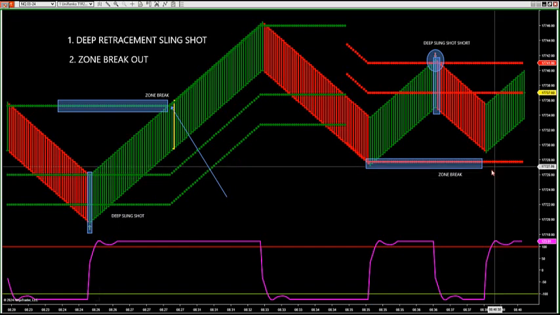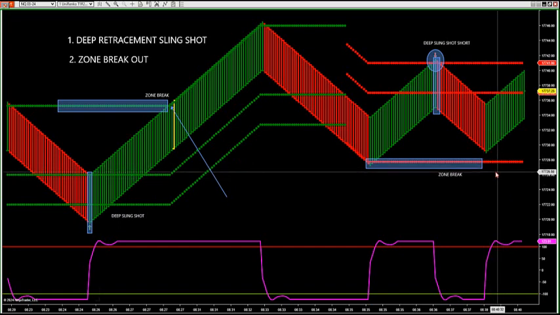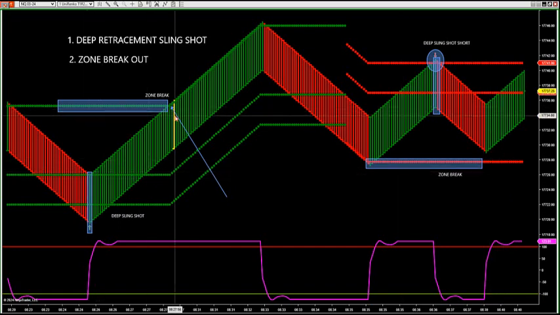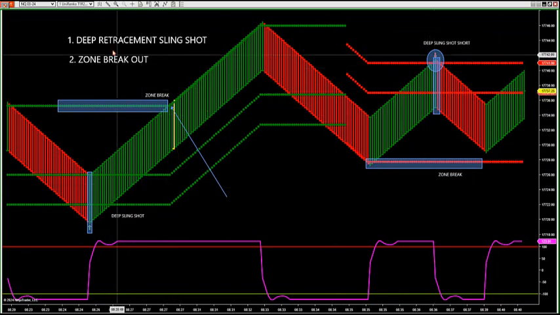Yeah, I'll go over targets in a second, Terrence. Then the yellow bar would form, and that's a zone breakdown.